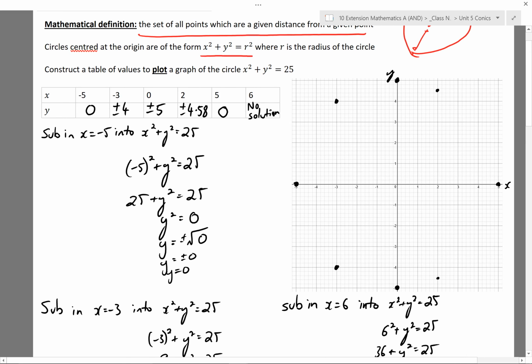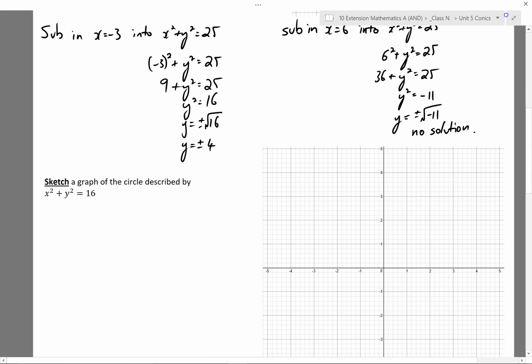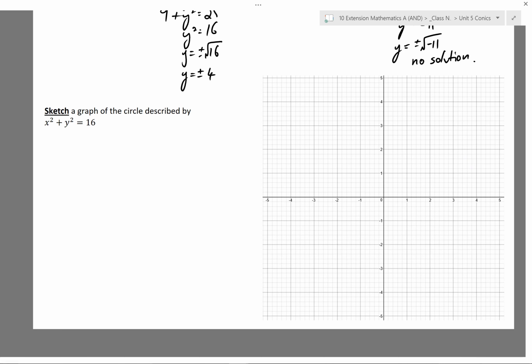Plotted all these points, we can now go ahead and connect them to draw the circle. So there's my circle, I've written the relation of it beside it, so we know what it is. Okay, and that was plotting. Okay, if I instead am asked to sketch the circle, I don't need to do up the table of points. I know that the circle formula works. I can just identify that this is x squared plus y squared equals r squared.